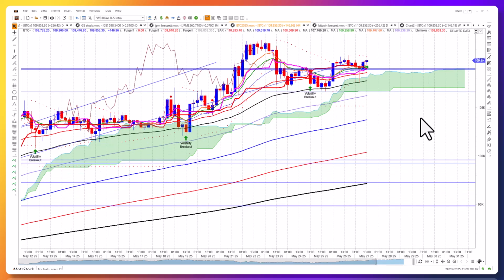But going forward, keep a close eye on this support test, and any price action below the cloud, below the bottom of the cloud here, that is a line in the sand. You do not want to see Bitcoin go below those levels. And also there's the trailing stop of the artificial intelligence for this particular trade.